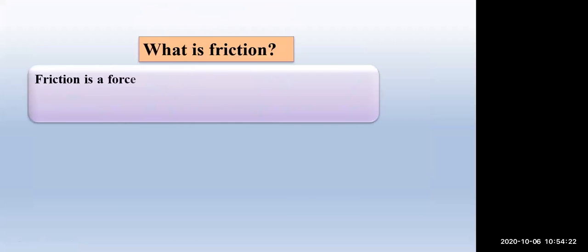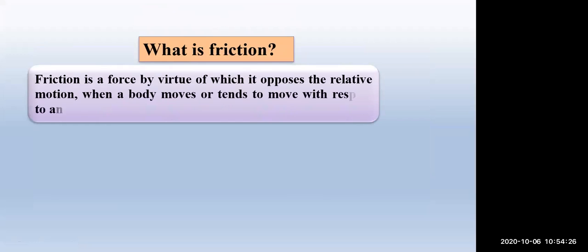So you could see this person was sliding. Why? Because the friction was not there on the surface. Okay. So what is friction? Friction is a force by virtue of which it opposes the relative motion when a body moves or tends to move with respect to another body.